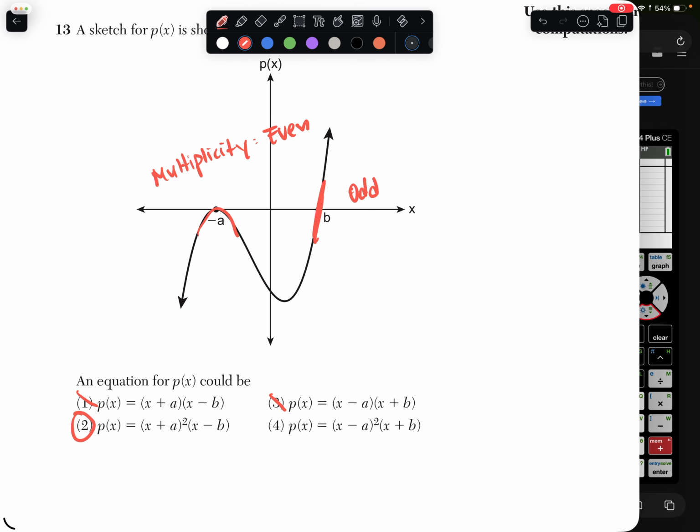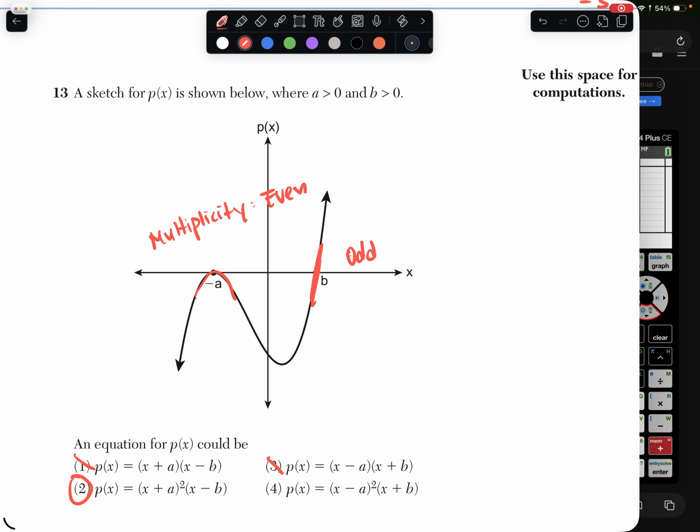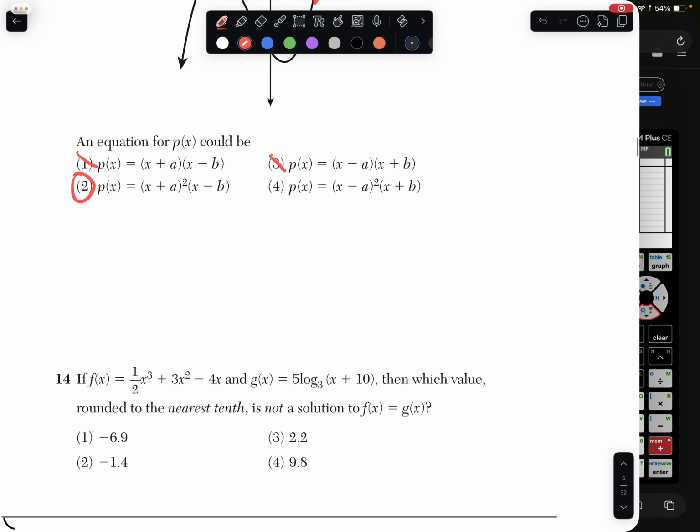If it's x minus a, then a would be over here. Because x minus a, since a is positive, it would be to the right of the y-axis. So I made a mistake there.